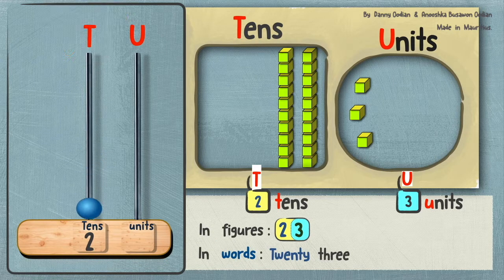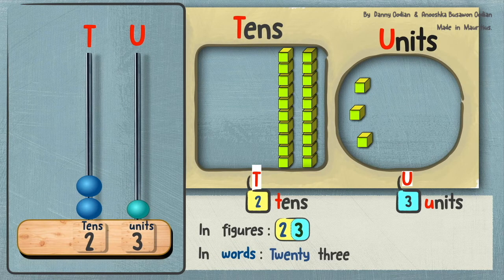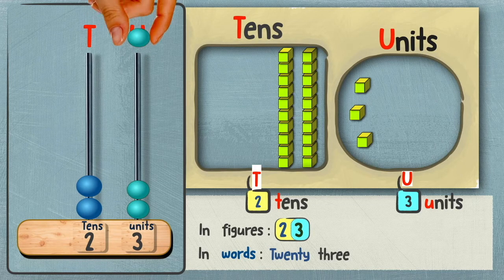1, 2, and 3 beads on the rod representing units. 1, 2, 3.